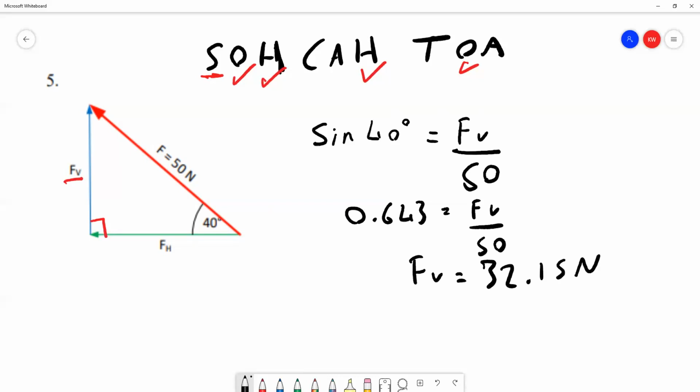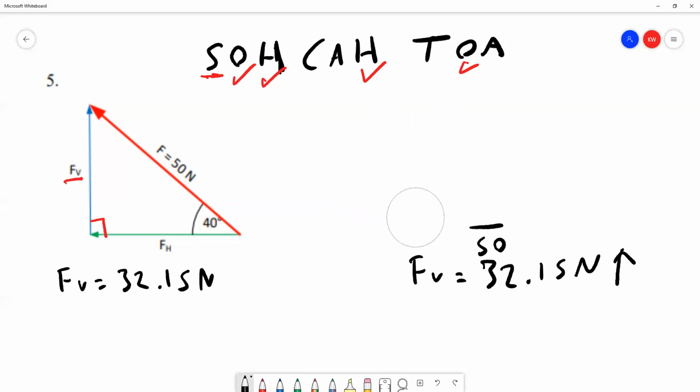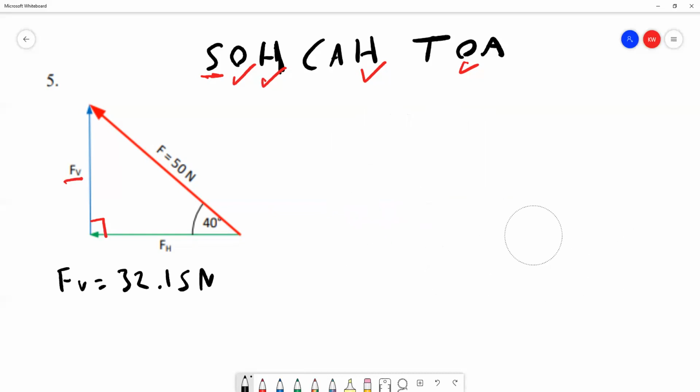Now, we can leave this as just a positive value, or I can draw a wee arrow here to show it's acting up the way, in that direction. So I'll make a wee note over on the side. We worked out FV, it was 32.15 newtons. I'm going to rub this out just now so we can work out FH. And of course, the V and the H stand for vertical and horizontal. I should have mentioned that at the start.